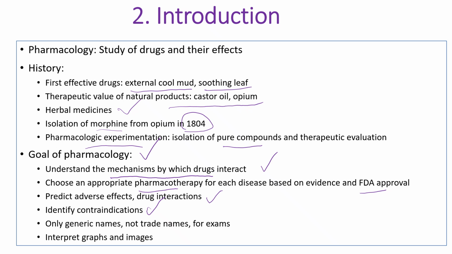And you have to know only the generic names. So in the exams, we don't test you the trade names. Okay, for the exams, only the generic names. And also you are able to interpret the graphs, especially sometimes with EKGs or dose response curves or the values of various hormones. You have to be able to interpret those graphs, images related to pharmacology.